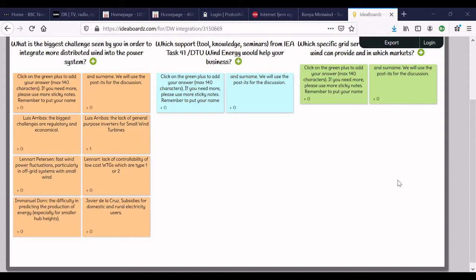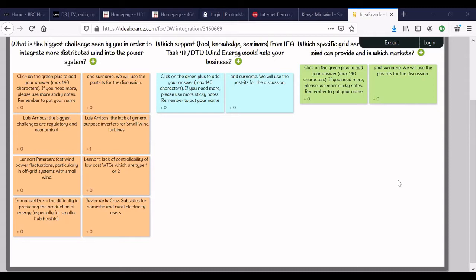Subsidies for domestic and rural electricity users. So you're highlighting that there's a difference there that should be leveled out, or what's behind your point there? Maybe you could say a few words.